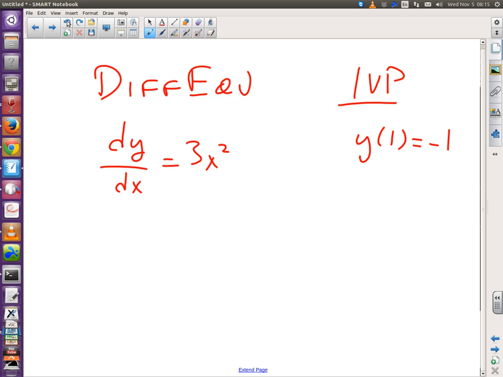I gave you the derivative of the function, and I gave you a point through which the function's graph goes. What does that say? IVP, initial value problem, differential equation. A differential equation is an equation with a derivative in it. The solution is the function whose derivative you're talking about. Can I figure out who y is?